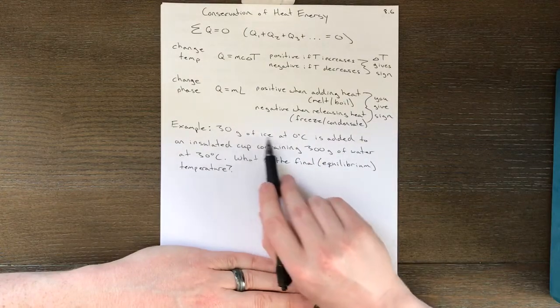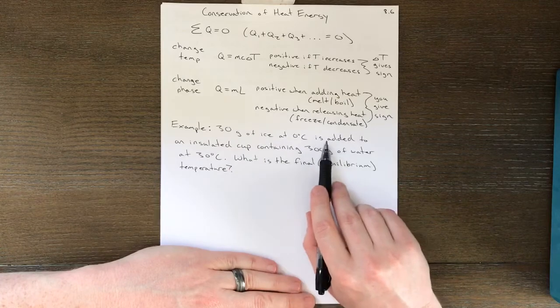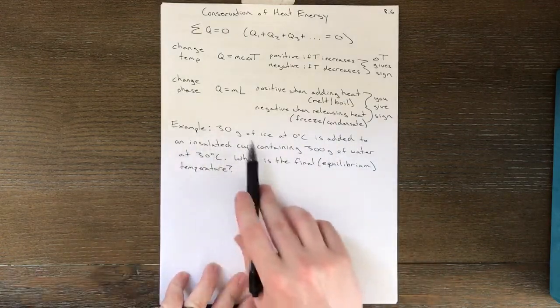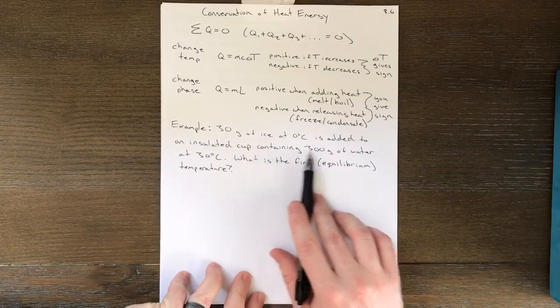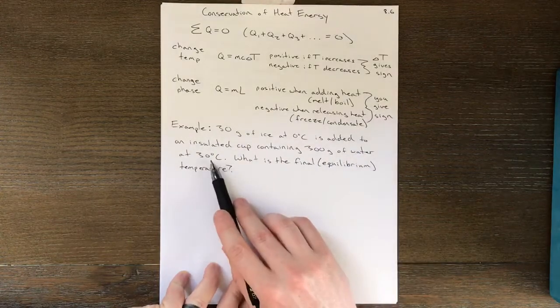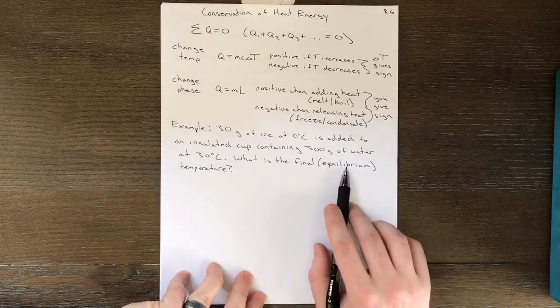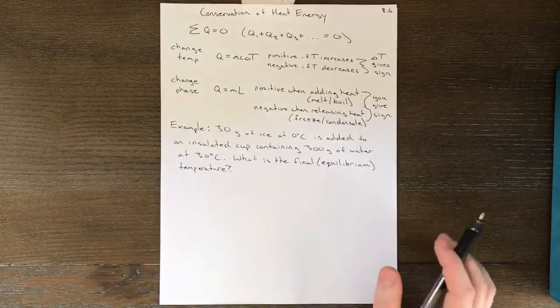We have 30 grams of ice at 0 degrees added to an insulated cup, meaning the cup isn't going to affect the problem at all, containing 300 grams of water at 30 degrees Celsius. What is the final or equilibrium temperature?